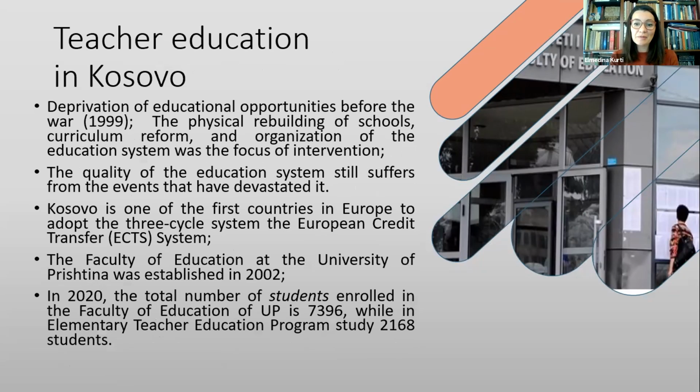Well, I have to say something about teacher education in Kosovo, because as you know, we are a very young country. The students and the teachers before the war in 1999 were deprived of educational opportunities. And then after 1999, the focus of intervention was on rebuilding the schools, curriculum reform, and organization of the education system. All this really devastated the educational system in Kosovo. After the war in 1999, Kosovo was the first country in Europe that adopted the three-cycle system of European credit transfer. Then in 2002, the Faculty of Education was established.